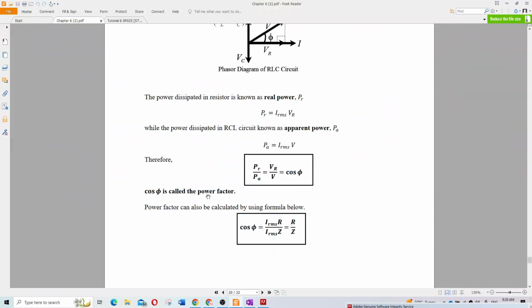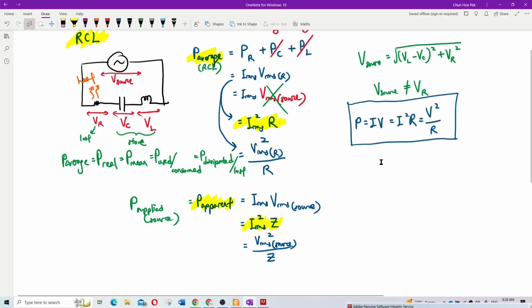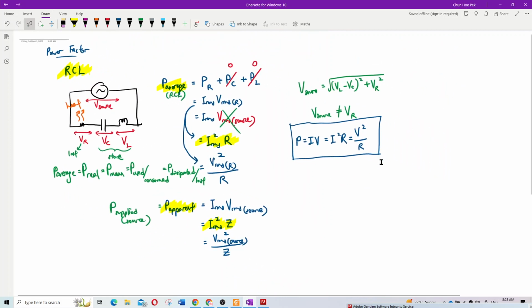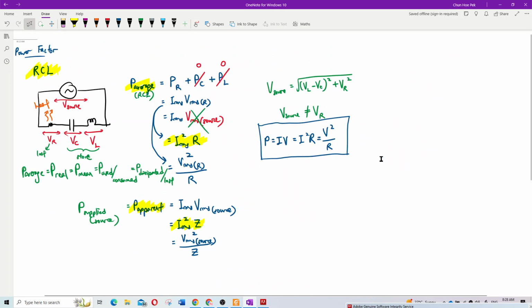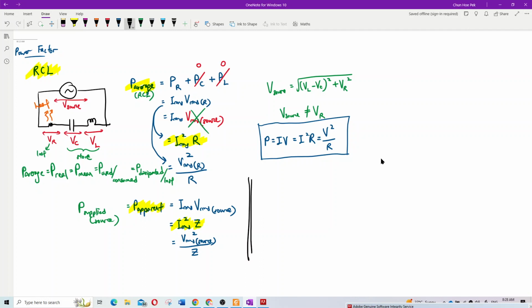Now, power factor. What is power factor now? Power factor is real power over apparent power. So now I want to talk about power factor, or PF for short. Still remember about power factor? It is actually cos phi, isn't it?